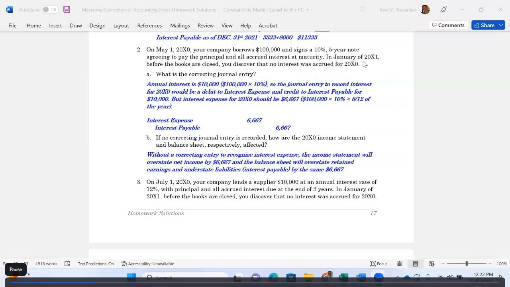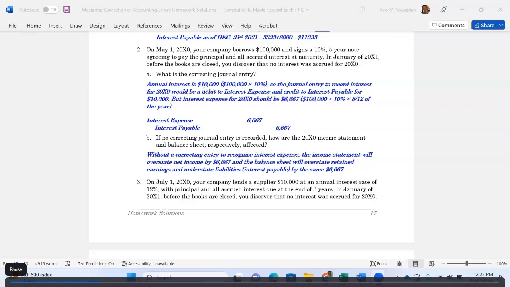In January of 2021, before the books are closed, you discover that no interest was accrued for 2020. Again, you see, it's a mistake. It's an omission, right? It's omission of recognition of accrued interest expense. But fortunately, you figured this out in January before the books are closed. So it's still not too late, right? So you can definitely fix it easily by recognizing the adjusting entry.